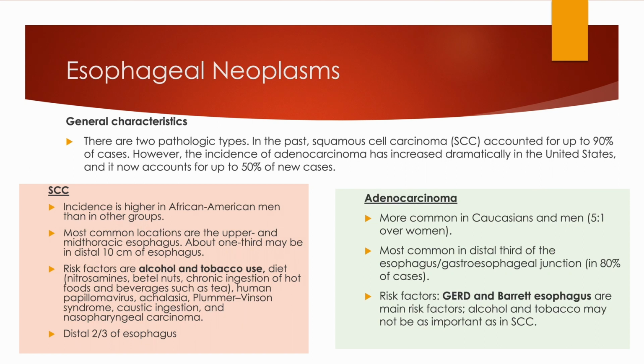So for squamous cell carcinoma, the incidence is higher in African American men than in other groups. It is most common in the upper and mid-thoracic esophagus. That is definitely where it's more common. Risk factors for this include alcohol, tobacco use, certain diets that are low in fruits and vegetables, HPV, achalasia, and Plummer-Vinson syndrome that we talked about. History of caustic ingestion, like we said, accidentally drinking bleach or maybe on purpose drinking bleach, and also associated with other nasopharyngeal carcinomas.